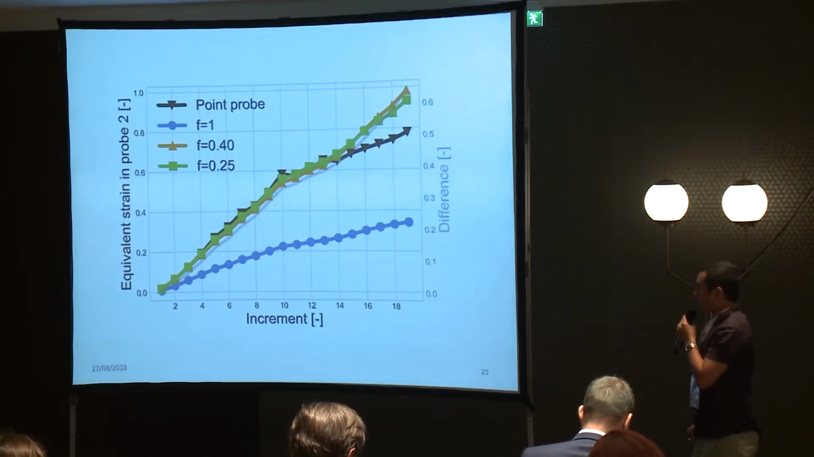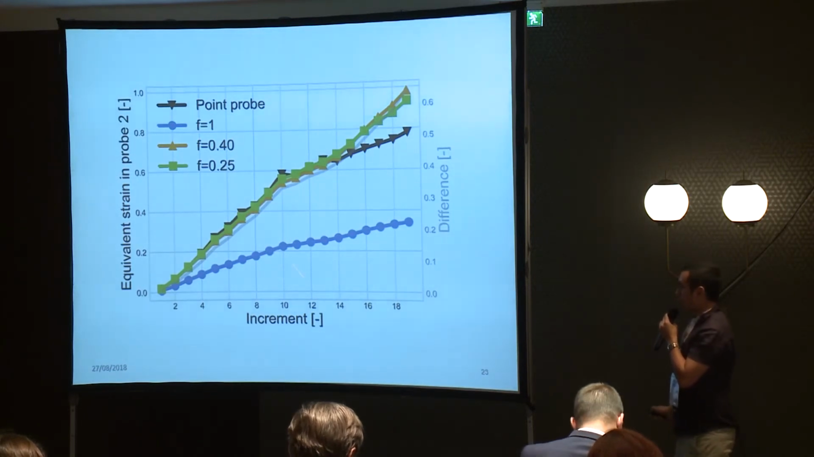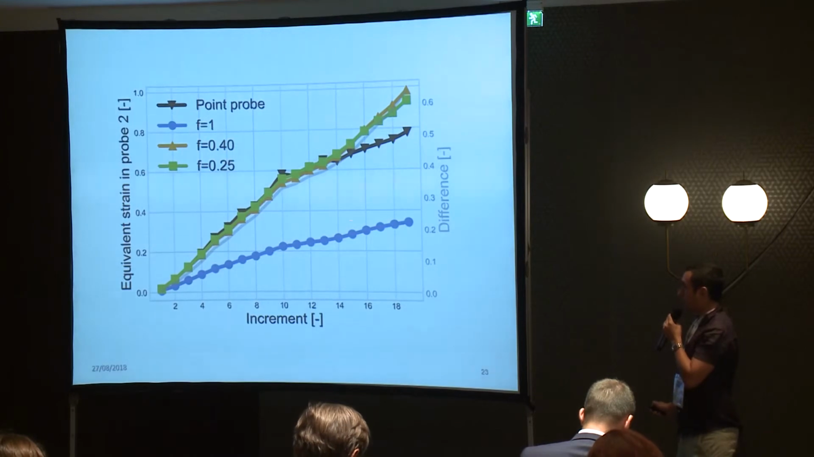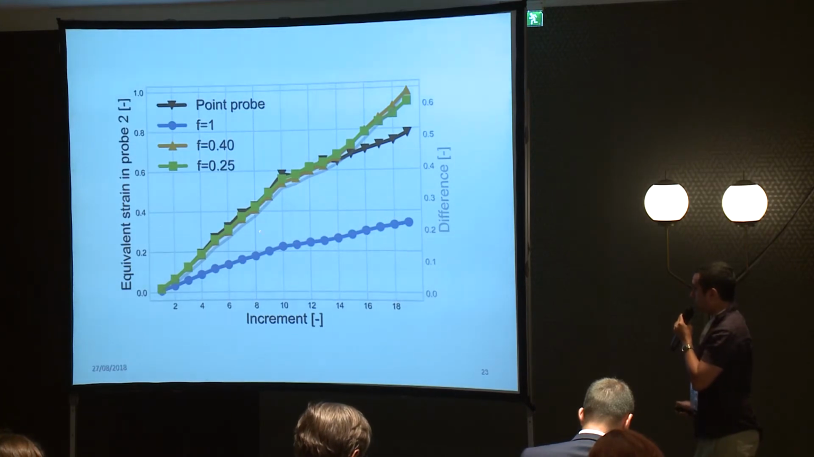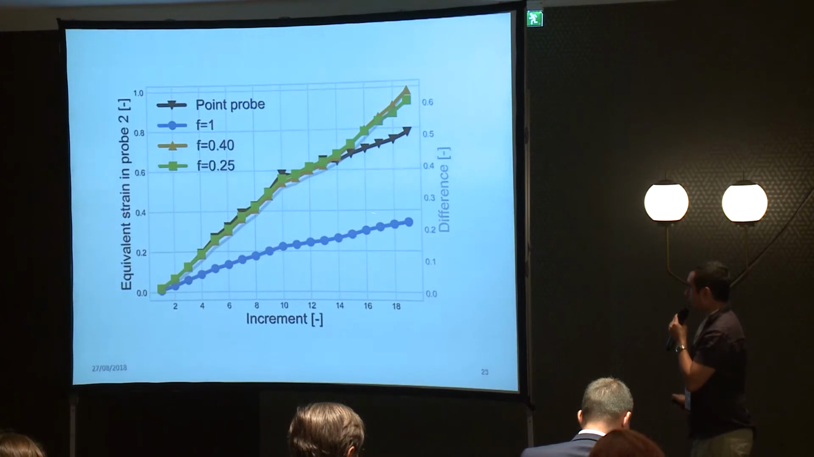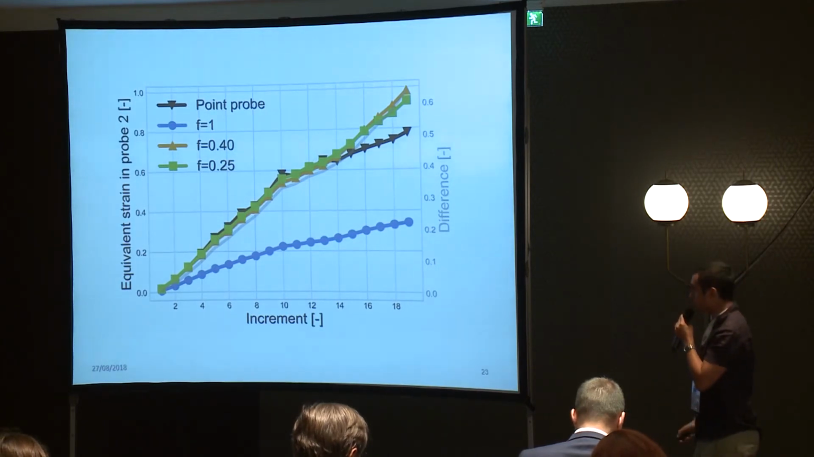In contrast, for the second probe, this is the original result that we had seen before, and as soon as we decrease the probe size, the strain measurements increase considerably. Just to have an idea of the order of magnitude of the increase here, let's say that roughly we were at about 35% of equivalent strain, and here we reach almost 100%. So this difference is very significant.